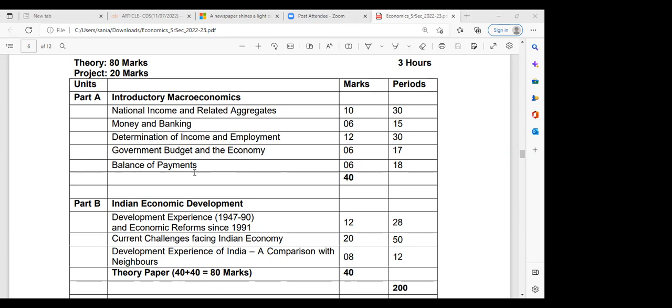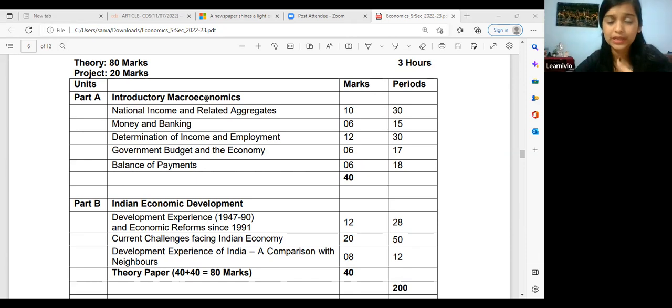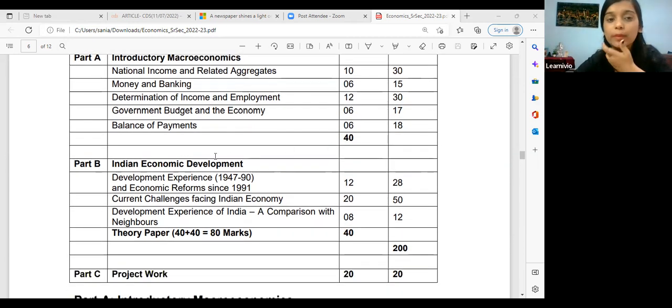And last one is balance of payment. For balance of payment, it is also similar like the government budget. Few portion is numerical, theoretical, and the concept. And somewhere 1 or 2 diagrams. Okay. So over here, this is a ratio and this is a division of your chapter. Clear? Yeah. Now moving to Indian economy and development.